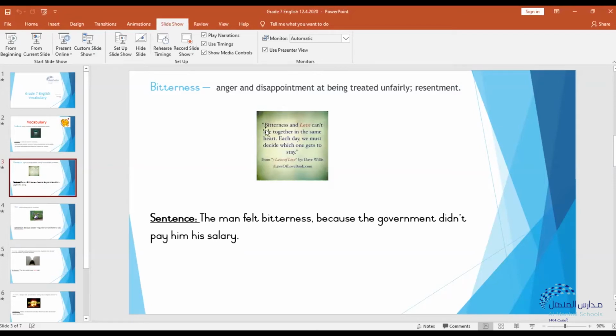And here's a nice quote that we could apply to our lives as well. Bitterness and love can't live together in the same heart. Each day we must decide which one gets to stay. So again here we have words that help us to understand bitterness more. Bitterness and love can't live together. Bitterness isn't love, it's the opposite. They can't live together in the same heart, and each day we must decide which one gets to stay. So that's a nice proverb for life.